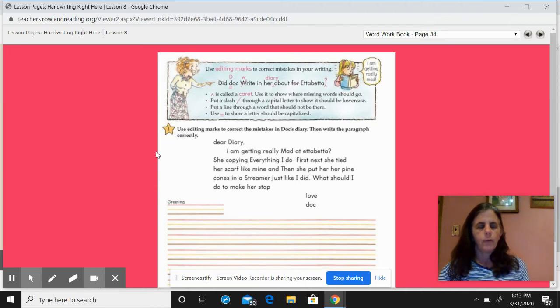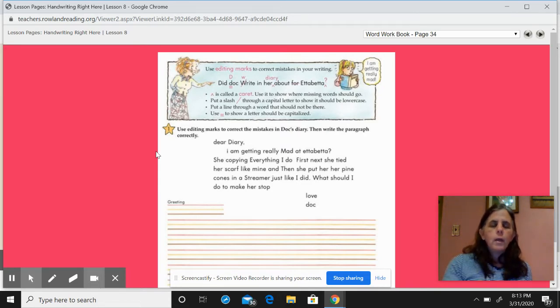So below it, it shows you all of the editing marks that we are going to be using in our paragraph. So star 1 says, use editing marks to correct the mistakes in Doc's diary. Then write the paragraph correctly. So we're going to use the editing marks to correct our paragraph or our letter, and then we're going to rewrite the letter down there at the bottom.